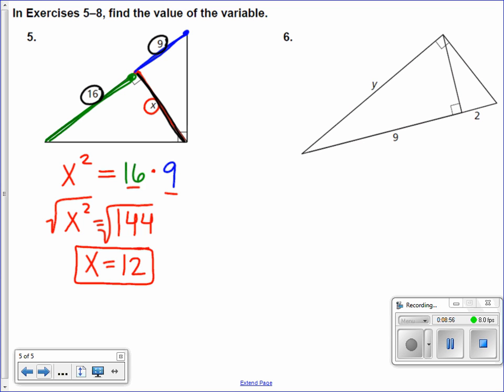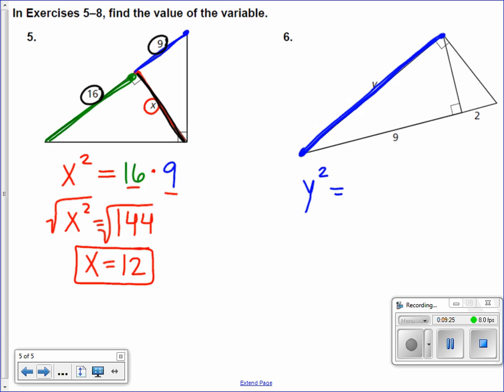Number 6, they don't give us this line. So we can't work it y squared equals 9 times 2 because we don't know that line in the middle. This one works a little bit different. They give you one of the legs of the big right triangle. That's y. That's the piece we're going to square. So they give you the big leg of the big right triangle. That's the piece we square.